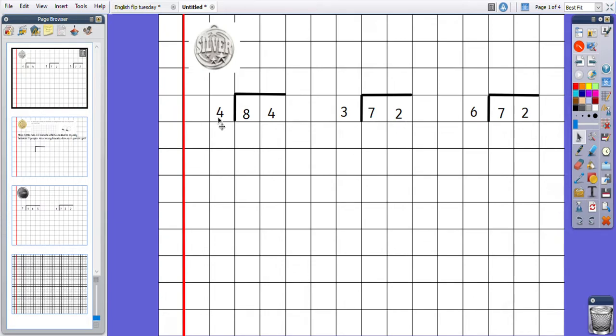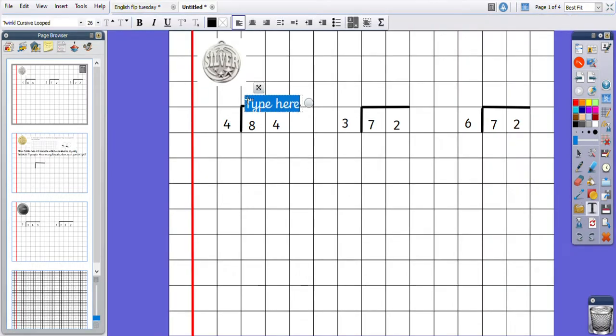So first of all, we need to work out how many groups of 4 we can make from 8. So I know that there are 2 4s in 8. 2 groups of 4 make 8. So I'll pop my answer at the top above the bus stop. Okay, then moving on to my next column, I am seeing how many 4s go into 4. So how many groups of 4 can I make if I had 4 counters? And I know I could make 1 group. Okay, a nice easy one to start.